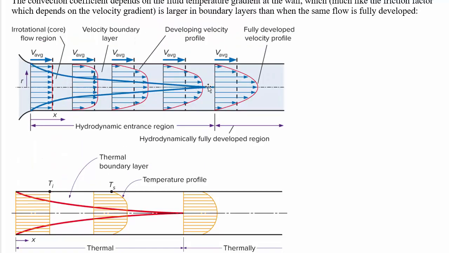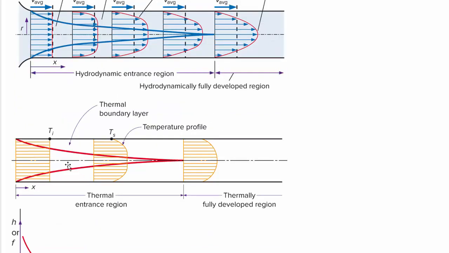So past the entrance region, that is, in the fully developed region for velocity, the velocity profile doesn't change with distance. The average velocity is a constant all the way along. Meanwhile, for temperature, the temperature of the fluid is changing all the way along, even past the end of the entrance region. So in the fully developed region, if the walls are a different temperature than the fluid, then they're going to be still affecting the temperature of the fluid as it moves along.